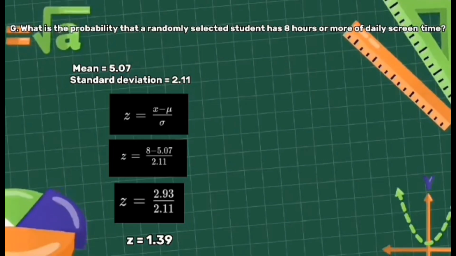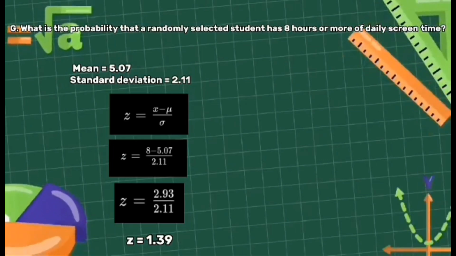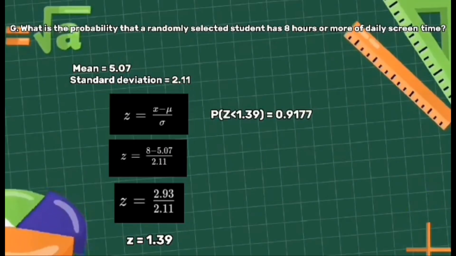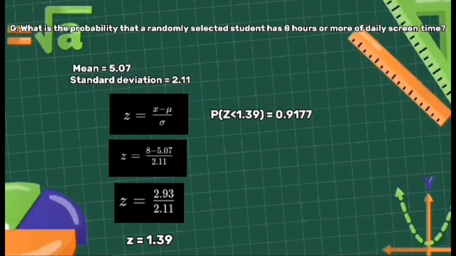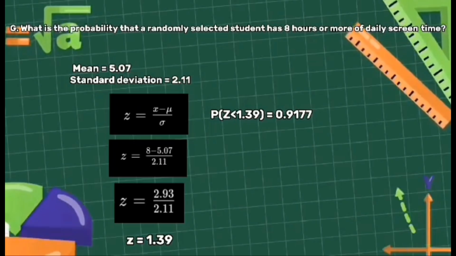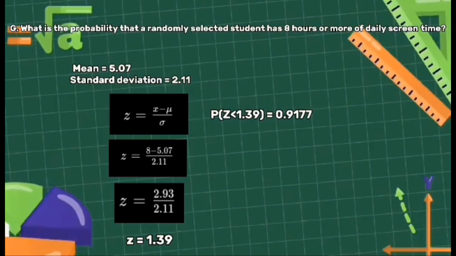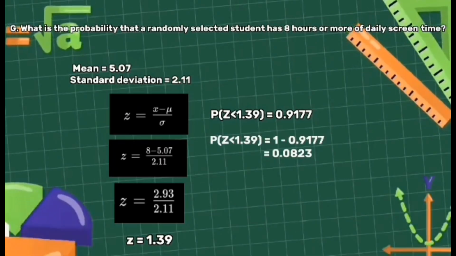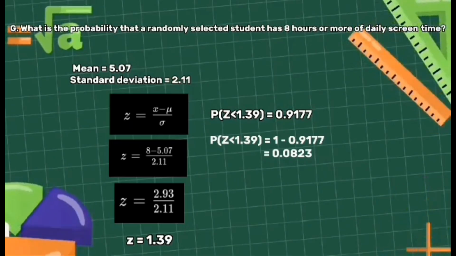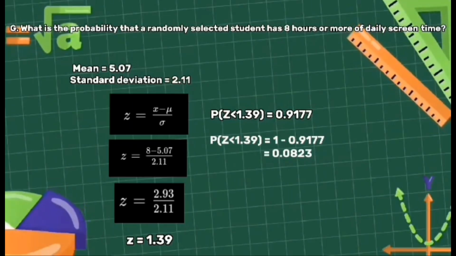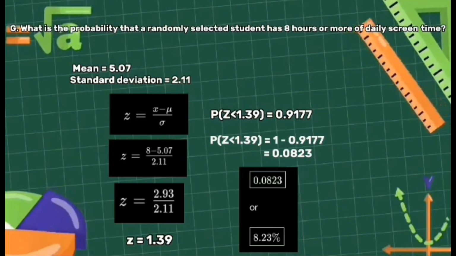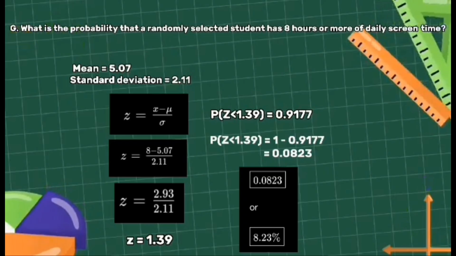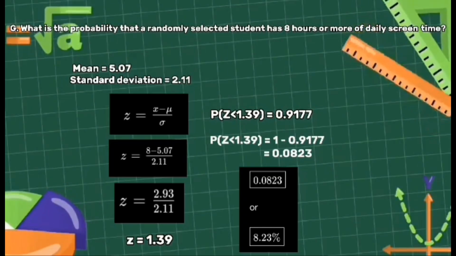And next, check the z-table. The probability to the left of 1.39 is 0.9177. Because the question asks for 8 hours or more, we subtract from 1, therefore, 1 minus 0.9177 equals 0.0823. So, the probability that a randomly selected student has 8 hours or more of daily screen time is 0.0823 or 8.23%. So let's move on to this.